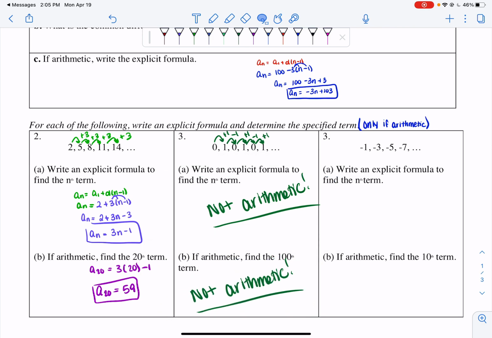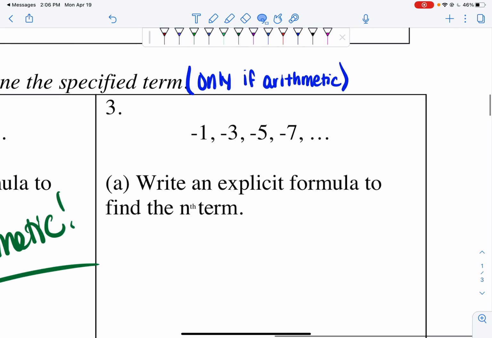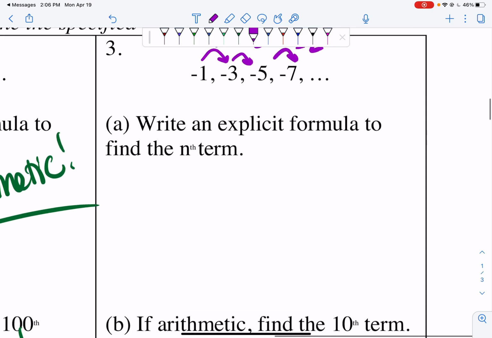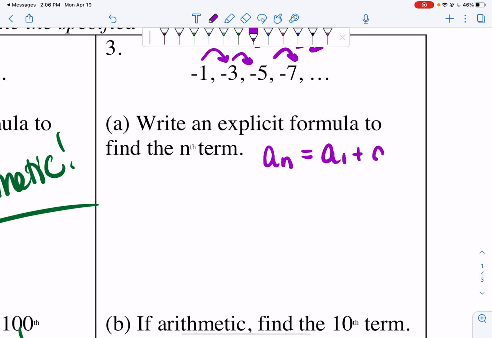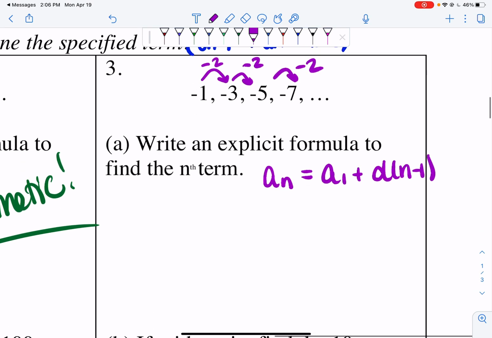Okay, number 3, we have -1, -3, -5, -7. Let's see. It looks arithmetic. Let's just double check. I keep on going deeper into the negative numbers, so I keep on going back by 2. Good. So I'm going by -2. So I have a sub n is equal to a sub 1 plus d times n minus 1. My first term of my sequence is -1. My common difference is -2.